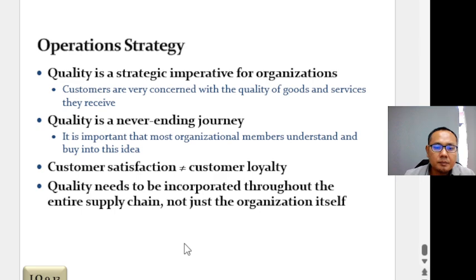Quality needs to be incorporated throughout the entire supply chain, not just the organization itself. So I think that's all for this chapter. Thank you very much.